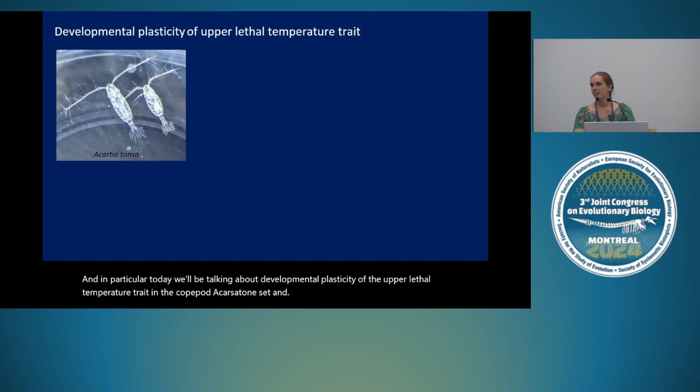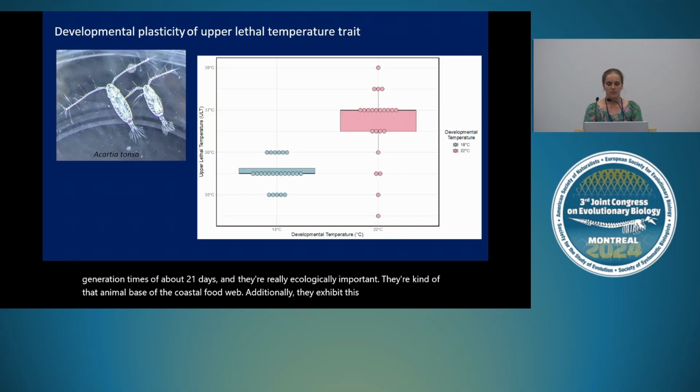And we really like Acartia tonsa because they're broadly distributed, they have pretty short generation times of about 21 days, and they're really ecologically important. They're kind of the animal base of the coastal food web. Additionally, they exhibit this really remarkable developmental plasticity of their upper lethal temperature trait.